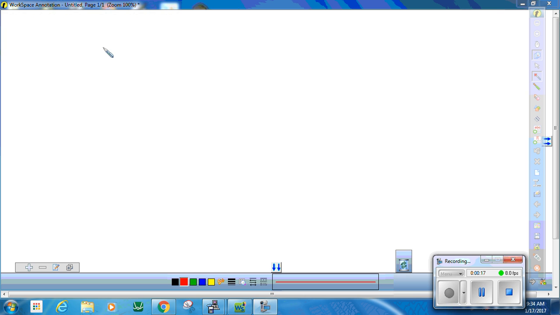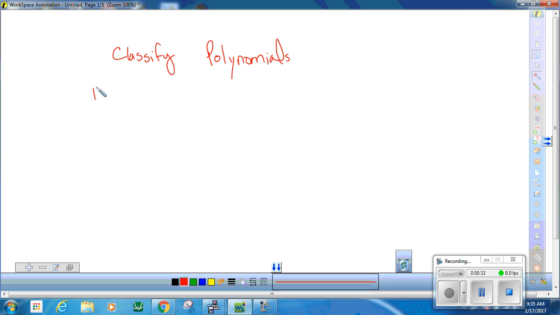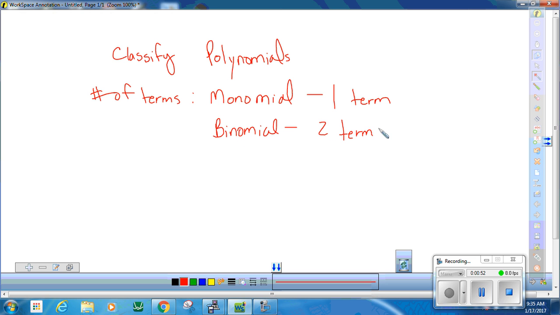So just to make sure we have some common vocabulary, remember polynomial has many terms. We can classify polynomials in a couple of different ways. We can classify them by the number of terms that they have. You have heard me use these kind of terms before. We said a monomial has 1 term. Binomial has 2 terms. And a trinomial has 3 terms.